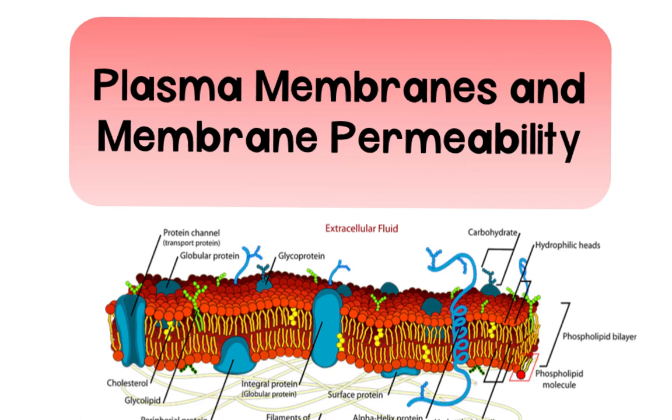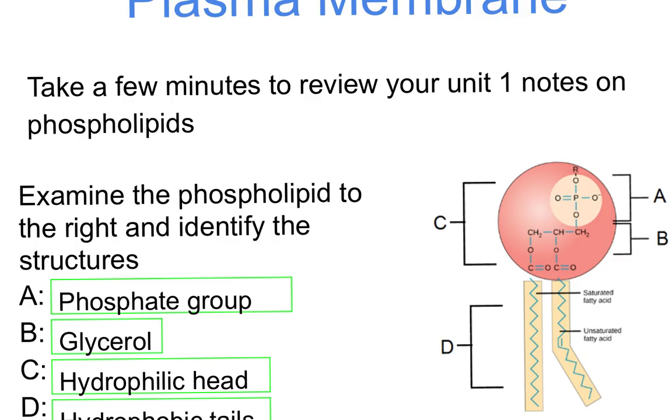So here we go, topics 4 and 5 of Unit 2, the plasma membrane and membrane permeability. Just as a reminder, take a few moments here to review the macromolecule from Unit 1, the phospholipid. And to the right-hand side, remember that the phospholipid identifies really 4 major structures. First, that phosphate group, that PO4 group, and glycerol.